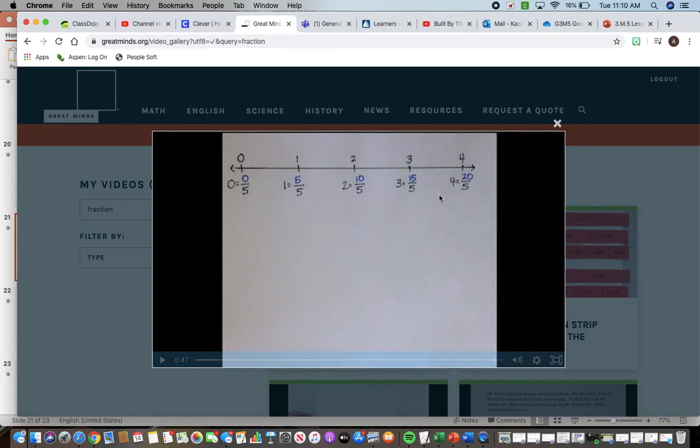So the goal of our activity will be to just label those whole numbers as fractions.